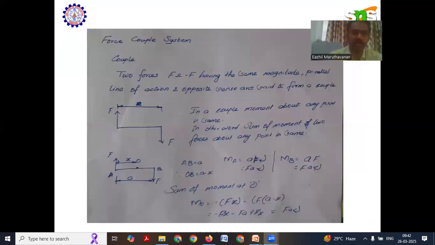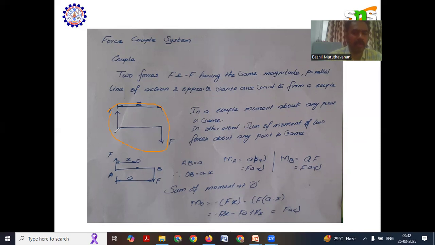Force couple system. In this particular image, we are able to see two forces acting parallel to each other and in opposite directions. This image will cause a turning effect. This is what the couple does. In a couple, the moment about any point is the same. In other words, the sum of the moments of the two forces about any point is the same.